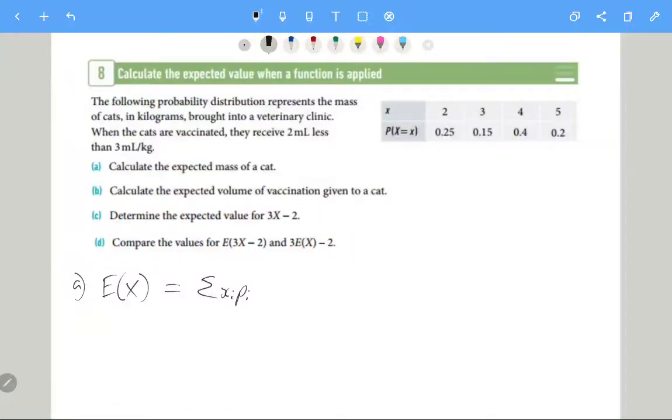Today we're going to be having a look at what happens when we apply a function to a probability distribution. The following probability distribution represents the mass of cats in kilograms. These are kilograms at the top, brought into a veterinarian clinic where the cats are vaccinated. They receive 2 milliliters less than 3 milliliters per kilogram.